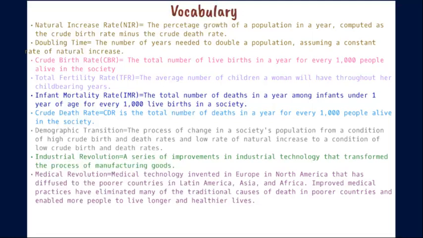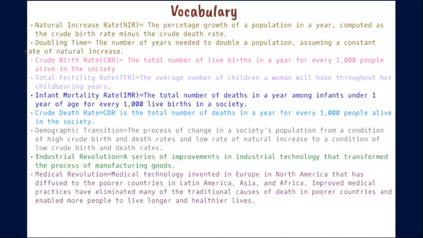Infant mortality rate is the total number of deaths in a year among infants under 1 year of age for every 1,000 live births in a society. Crude death rate is the total number of deaths in a year for every 1,000 people alive in the society. Demographic transition is the process of change in a society's population from a condition of high crude birth and death rates and low rate of natural increase to a condition of low crude birth and death rates.